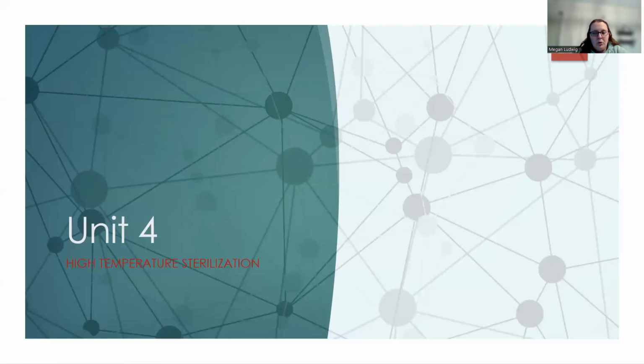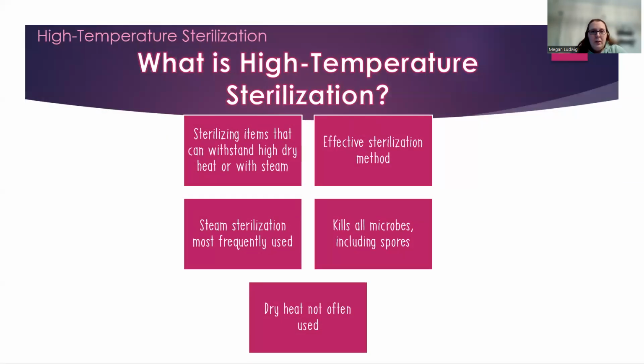So let's talk about high temperature sterilization, because there is a big difference, obviously, between high and low temperature, what can be sterilized in which way. So high temperature is going to be good for obviously things that can withstand the high heat, or steam. So steam is a good effective method. So it's really the most frequently used high temperature sterilization method, because it's cheap, it's easy. So again, with sterilizers, the whole point of sterilization is to kill all microbes, including spores. That is the key, the spores.